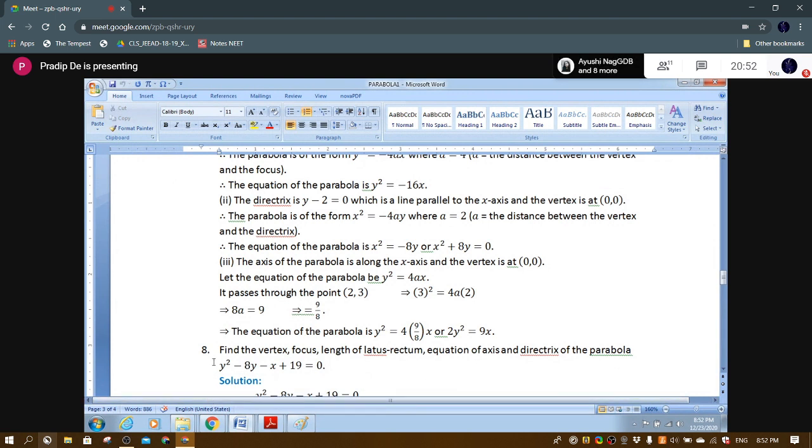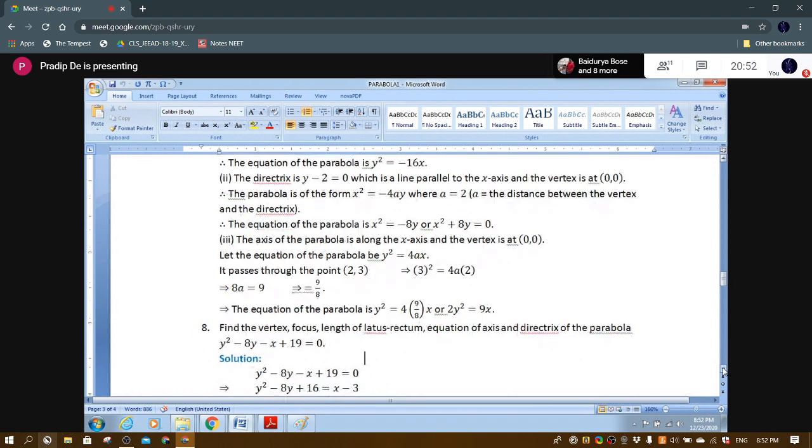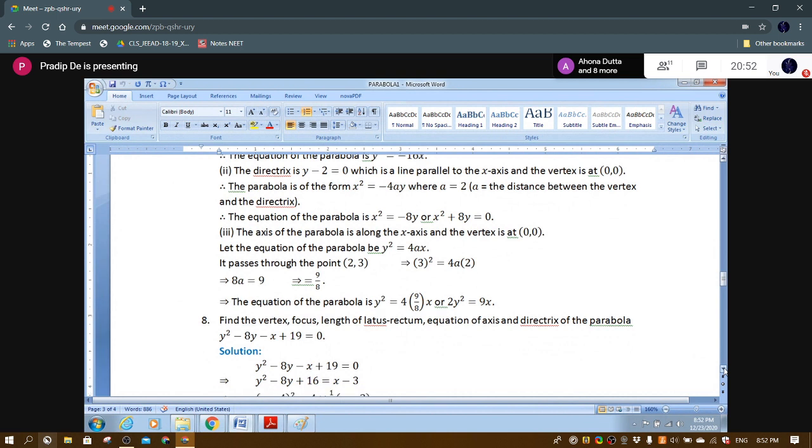Looking at the quadratic term, y square, the linear term is x, quadratic term in y. It is clear that the type will be y minus beta whole square is equal to plus minus 4a into x minus alpha. y minus k whole square is equal to plus minus 4a into x minus h. That is the type. So we'll move towards that direction.